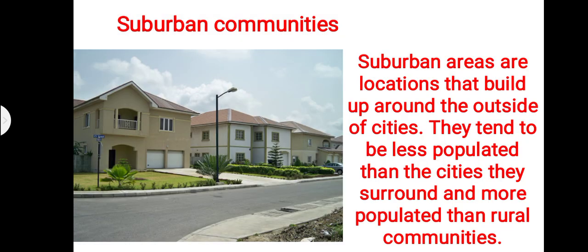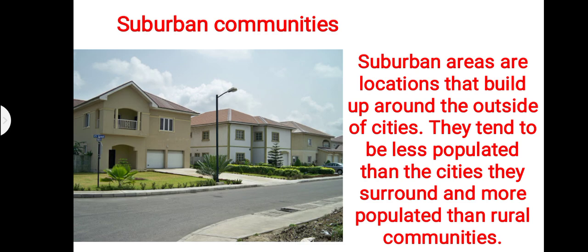And then the third type of community we have is the suburban community. Now look at this. Can you see the picture? Suburban communities are those areas, those locations that are built up around or outside of cities.